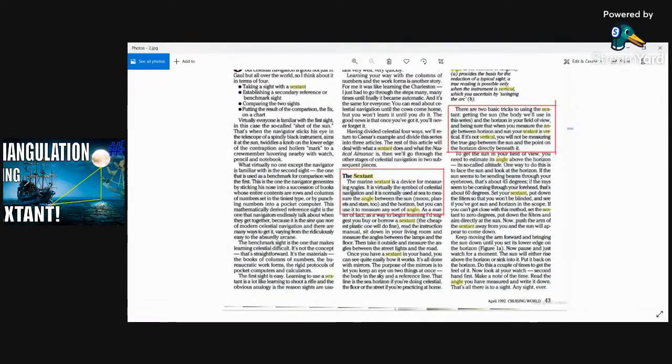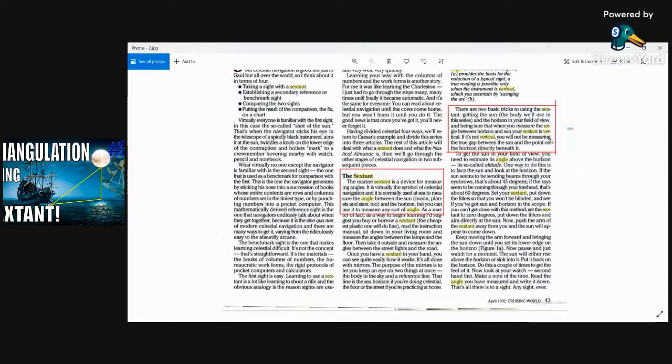Okay, the sextant. The mariner's sextant is a device for measuring angles. Yep. It is virtually the symbol of celestial navigation, and it is normally used at sea to measure the angles. There we go, measuring angles between the sun, moon, planets, and stars too, and the horizon. So between something like the celestial bodies and the horizon. But you can use it to measure any sort of angle. That's the first red box here I've got. Second one up, top right corner.